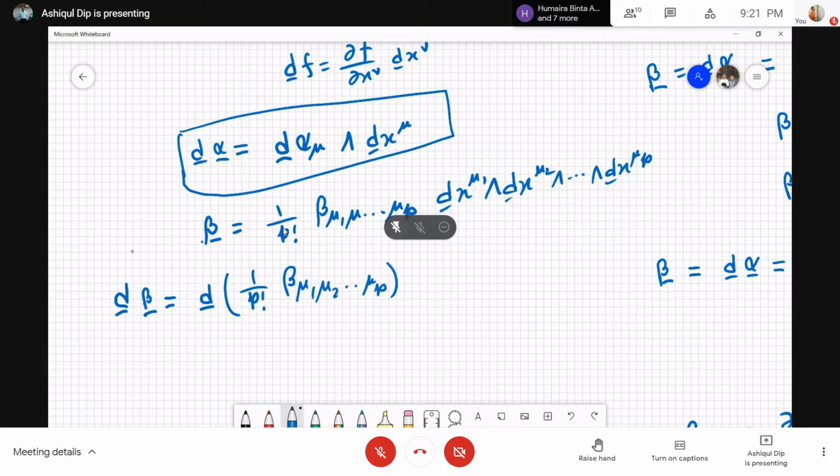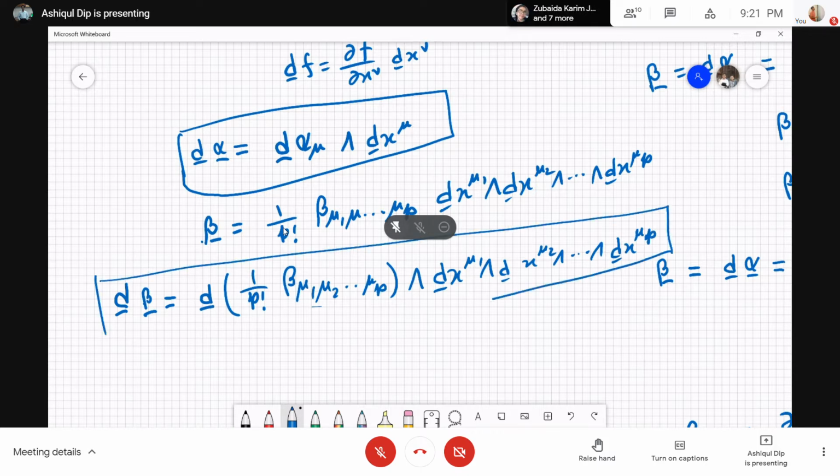So this is a one form. Then take the wedge product with the rest. dx mu1 with dx mu2 up to dx mu p. This is the general definition for the derivative of an arbitrary p form. And when you take the derivative d, that antisymmetric derivative, that gives you a p plus 1 form.